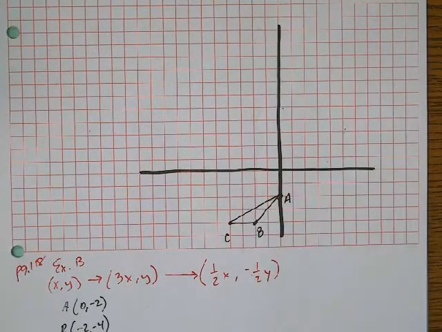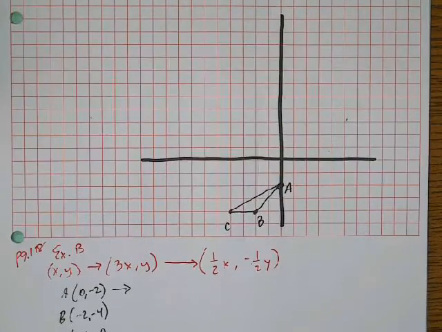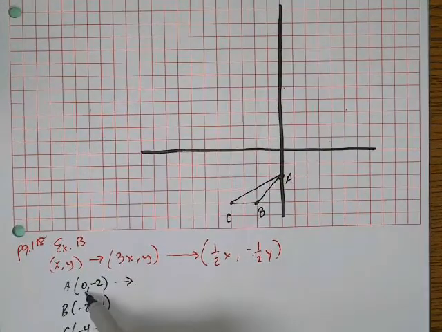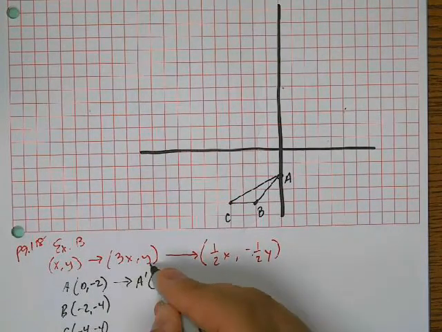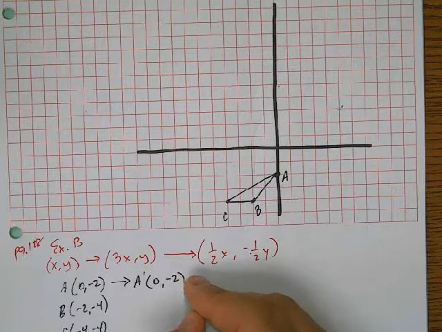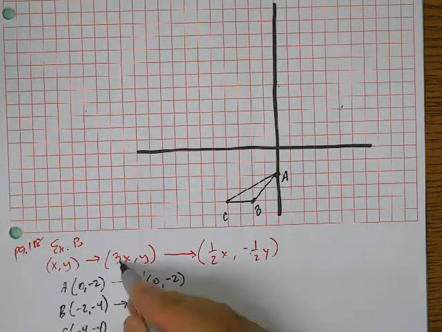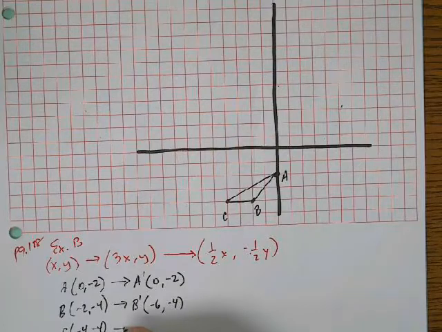All right, so that's the first one. All right, so now let's apply the rule. So like I said, I think these are a little easier because it's just applying the math. I'm going to talk through it out loud. Follow along. 0 times 3, 0. -2 times 1 stays -2. B prime: -2 times 3, -6. -4 times 1, -4.